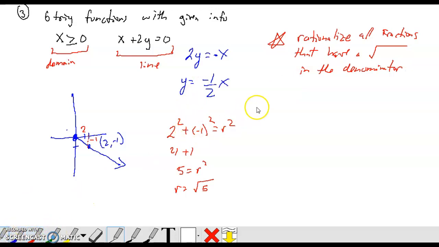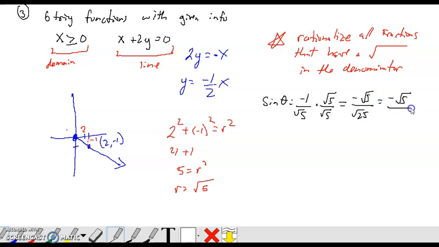All right, so let's first talk about the sine of theta. Sine of theta is y over r, so negative 1 over the radical of 5. All right, how do we rationalize it? I'm going to multiply radical 5 over radical 5, which is multiplying by 1, which gives me negative root 5 over radical of 25, which is going to give you negative radical 5 over 5. So that would be my sine. Do the same thing for cosine, so I'm going to skip this middle step right here. It'll be 2 over root 5. Again, I'm going to multiply and multiply. So I'm going to get 2 root 5 over 5.